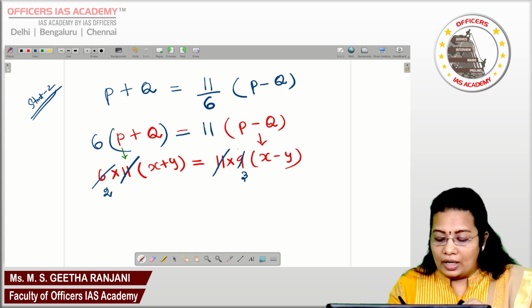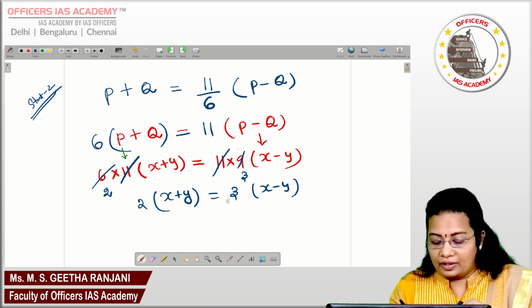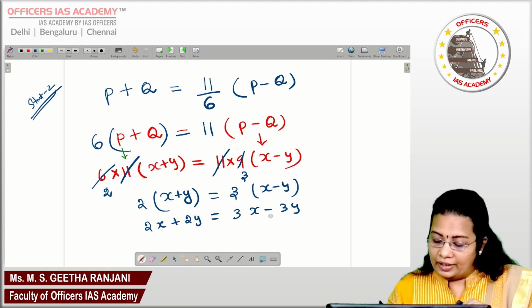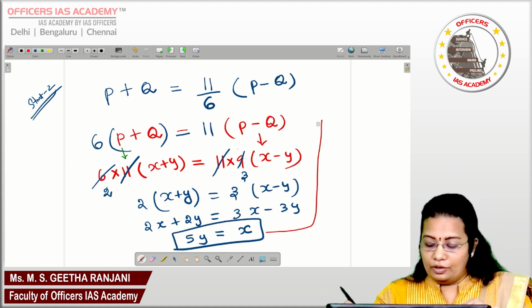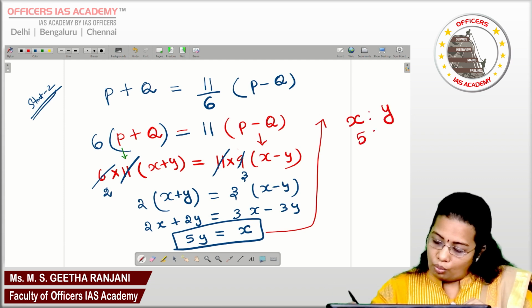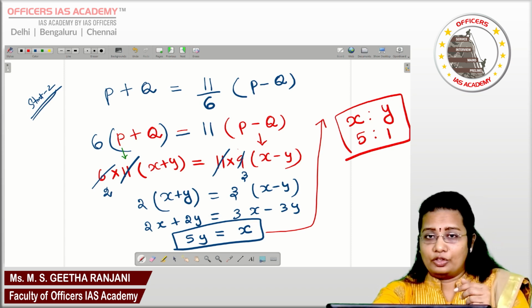The next one, x plus y and x minus y. So 2 times (x plus y) is equal to 3 times (x minus y). Bringing the terms together and grouping, here I will be getting x and here I will be getting 5y. So what does it denote? It denotes x is to y is 5 is to 1, keeping in mind x and y are the digits of p and q, single digit numbers.